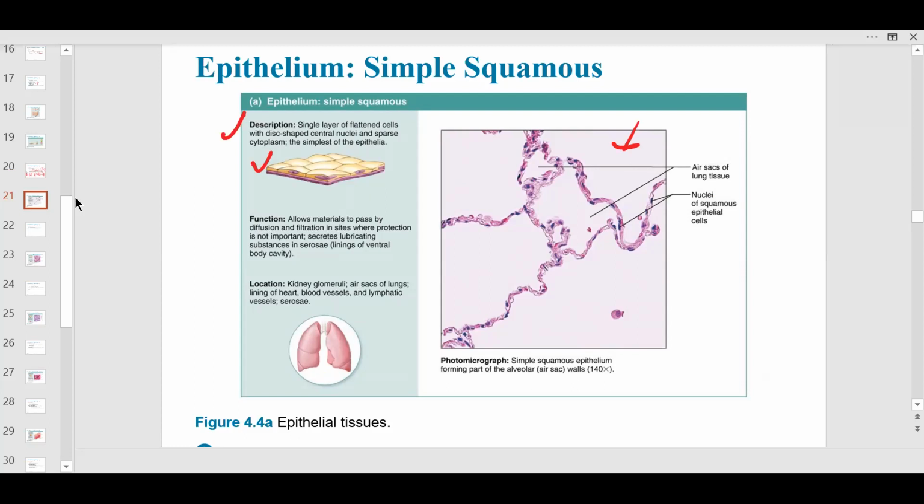So this is all O2 you want to get in here, carbon dioxide. You got oxygen in here, so carbon dioxide you want to get out of the body. Oxygen you want to get into the blood, right? So it diffuses through here. So this is simple squamous epithelium of the alveoli in the lungs, but you just have to say the lungs. Okay, and where's the function?